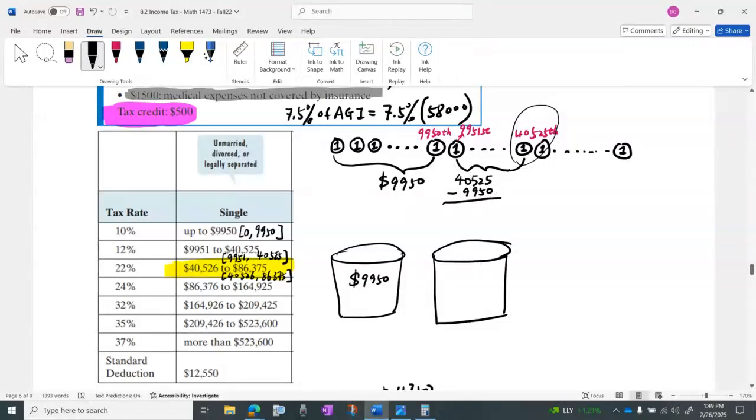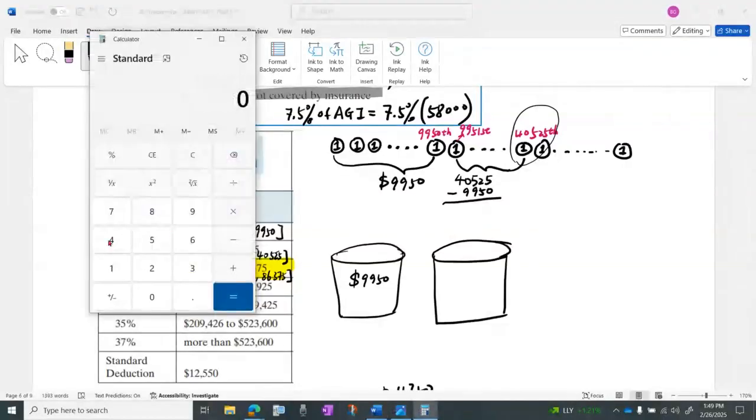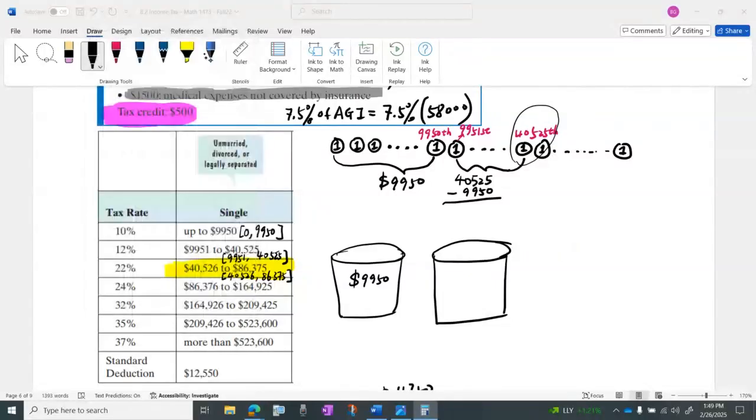You use 40,525 minus $9,950. That is 30,575. Do you have the same amount, guys? Those dollars you're going to put in the second bucket. All right, you're going to put those dollars in the second bucket.